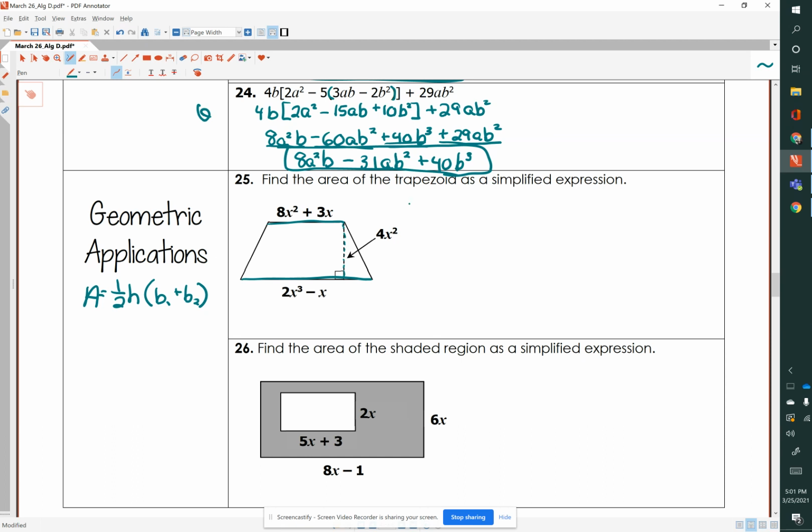So let's put this all together. So the area equals, now this is in our formula, the 1/2, and then the height is the 4x squared.